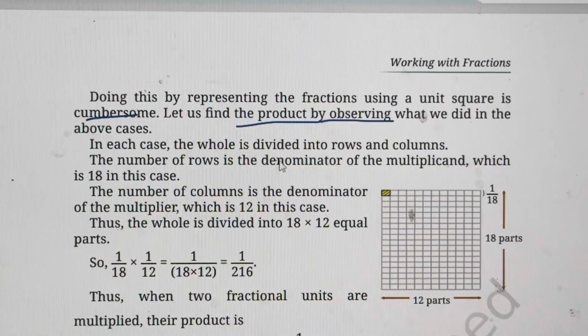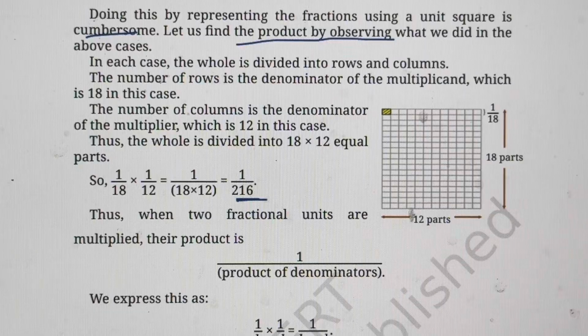So in each case, the whole is divided into rows and columns. Now the number of rows is the denominator of the multiplicand, right? So 18 rows we made. Okay, there are 18 parts. And the number of columns is the denominator of the multiplier, that is 12. So 12 parts. 18 rows and 12 columns, right? So the whole is divided into 18 into 12, that is 216. And out of that, we just want the one part, 1 into 1. So this is showing that if the numbers are big, it is difficult to represent using a grid, right?